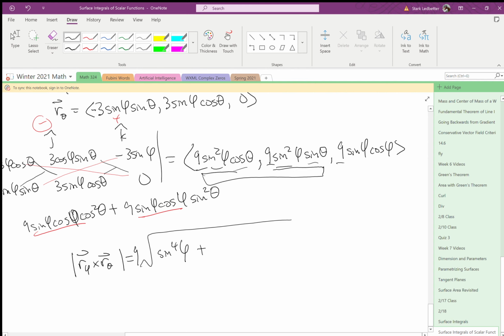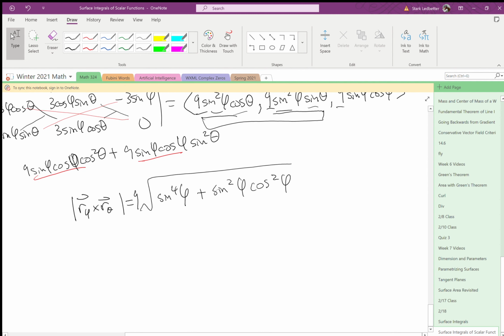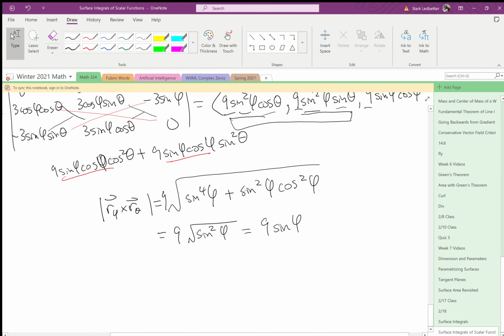And then we're going to have a plus. 9 has been taken out, and then the z-coordinate contributes a sine squared phi, cosine squared phi. Okay, and that's great. We can factor out a sine squared phi, and then we get a sine squared phi plus cosine squared phi is 1. So this is 9 root sine squared phi. And phi goes between 0 and pi, so sine phi is always non-negative, so we don't have to worry about weirdness in taking out of the square root. So, calculate all that, you should get a magnitude of 9 sine phi.